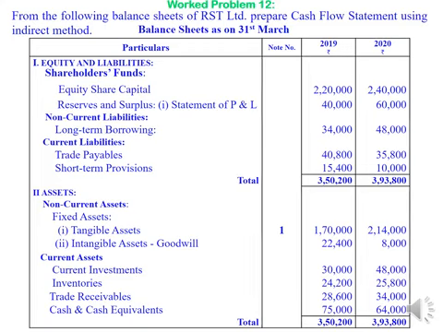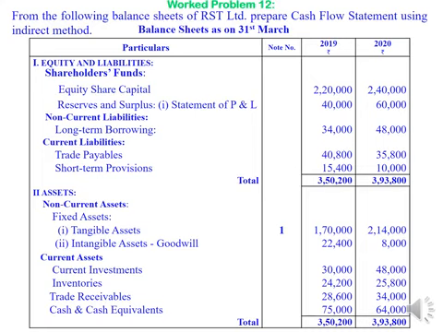Problem number 12, this is based on the new format, vertical format of balance sheet as per Companies Act of 2013. So equity share capital, reserves and surplus, statement of P&L is given instead of profit and loss account. Long-term borrowings and all the things have been classified under some headings: current liabilities, non-current liabilities, shareholders funds, non-current assets.